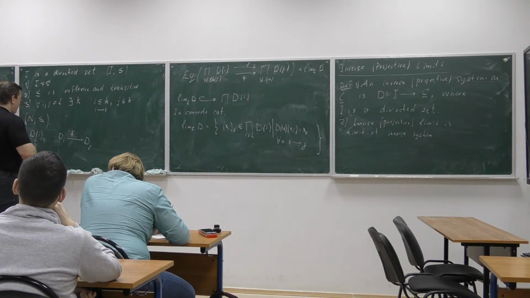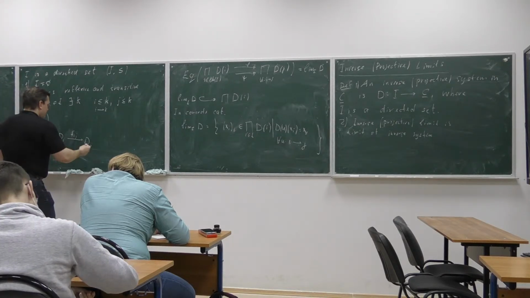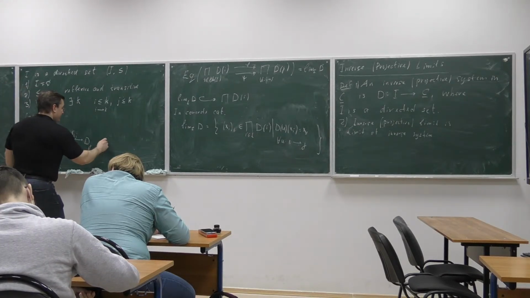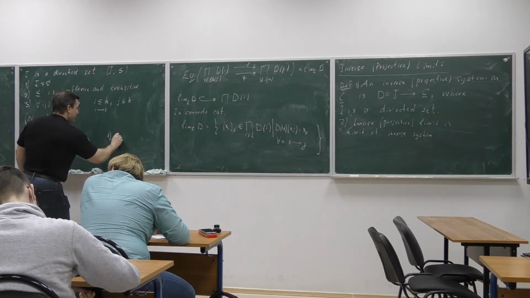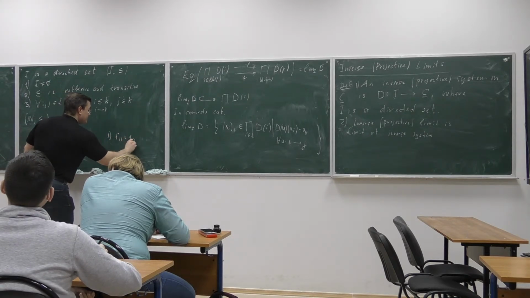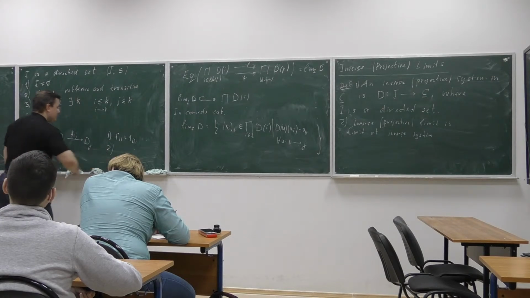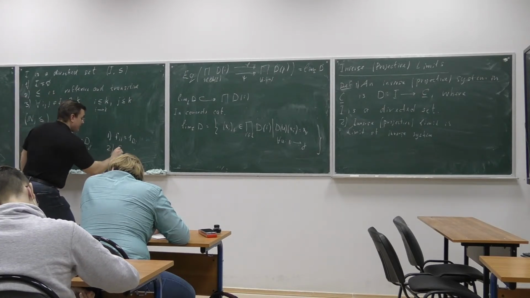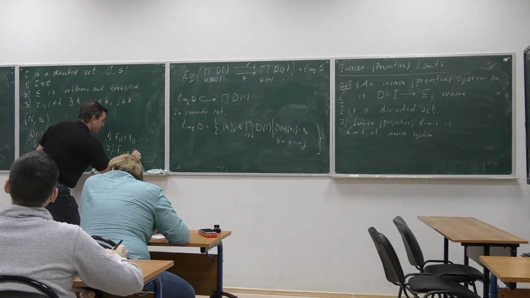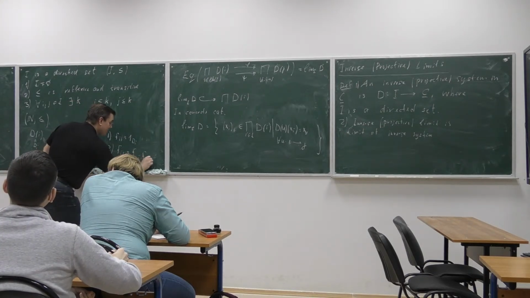And yeah, what properties do we have? Well, first, that f_ii is the identity, and the second property is that the composition works. So if I have f_ik, then this is the composition of f_jk and f_ij.